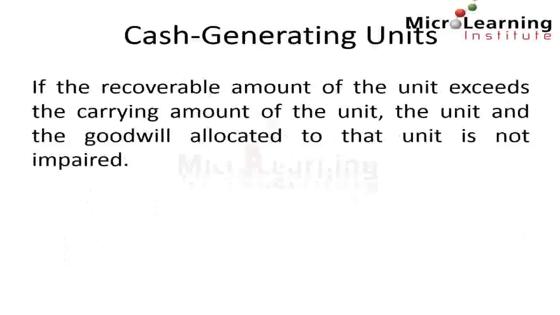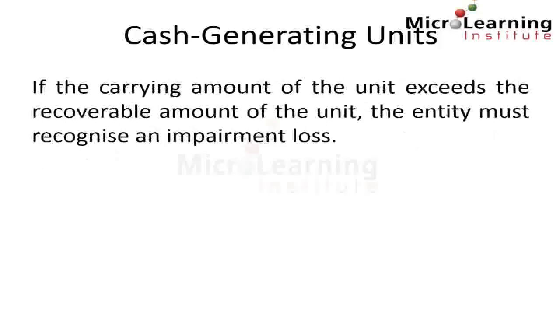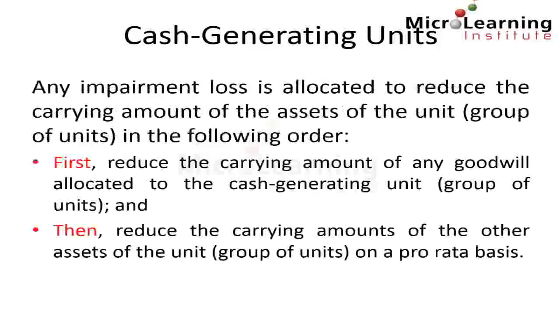If the recoverable amount of the unit exceeds the carrying amount of the unit, the goodwill allocated to that unit is not impaired. However, if the carrying amount of the unit exceeds the recoverable amount of the unit, the entity must recognise an impairment loss. Any impairment loss to a cash-generating unit is allocated to reduce the carrying amount of the assets of the unit in the following order. First, reduce the carrying amount of any goodwill allocated to the cash-generating unit, and then reduce the carrying amounts of the other assets of the unit on a pro rata basis.